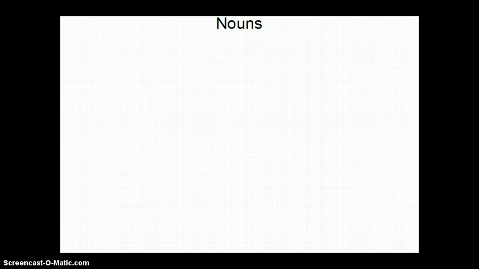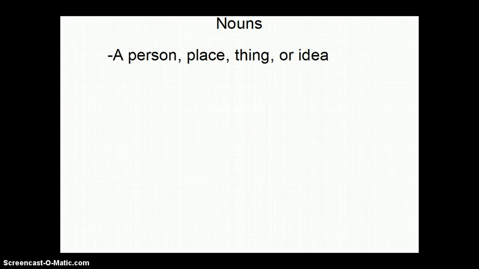This is going to give you kind of a quick run through of all 8 parts of speech, but it's not going to go in depth onto any of them. You need to go back and look at the other videos if you need to. So a noun is a person, place, thing, or idea.